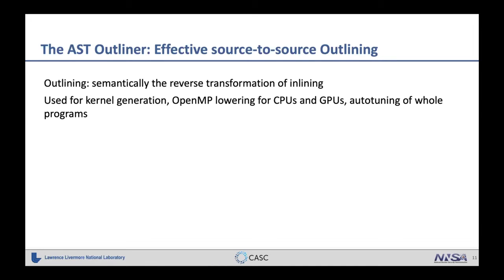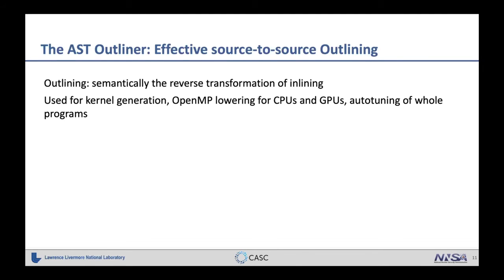The next tool I want to mention is the AST outliner. So this is kind of even more interesting. I think most people are familiar with inlining, maybe less familiar with outlining, but semantically, those two transformations are exactly reverse to each other. You may wonder why we are interested in outlining. And actually in HPC, outlining, in my view, is an enabler for many multi-threaded HPC execution.